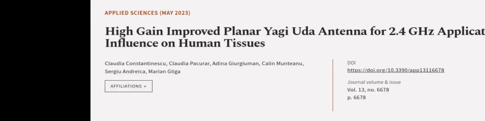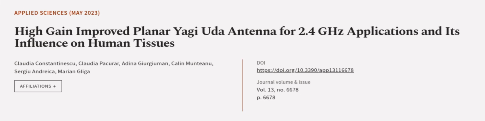This article was authored by Claudia Constantinescu, Claudia Pacurar, Adina Giurgiuman, and others.